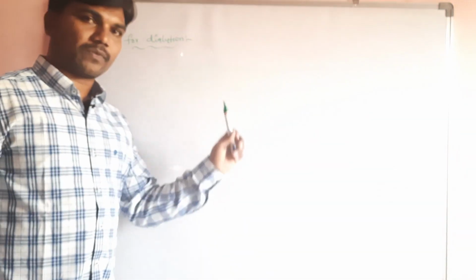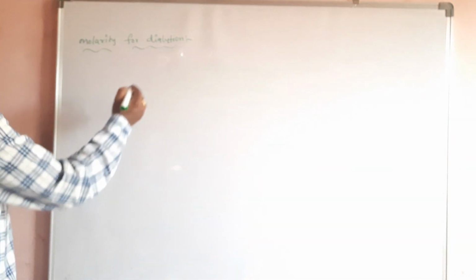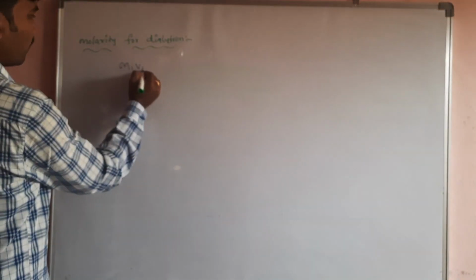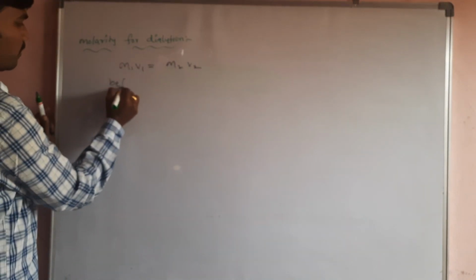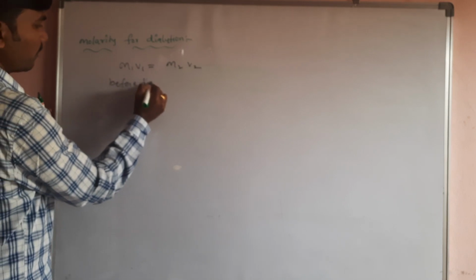To solve this type of question, we have to use one formula: M1V1 is equal to M2V2. Here M1V1 is before dilution, and M2V2 is after dilution.